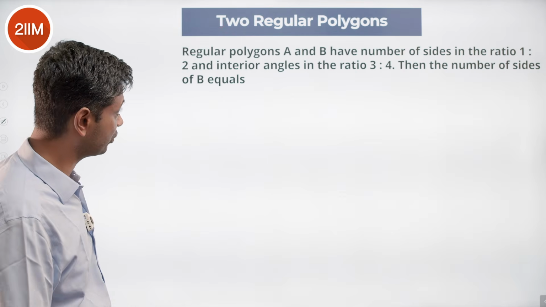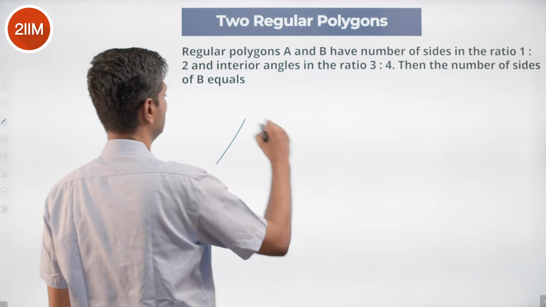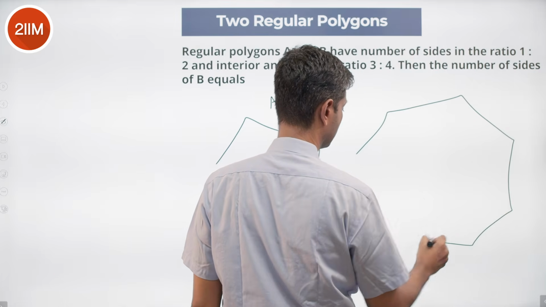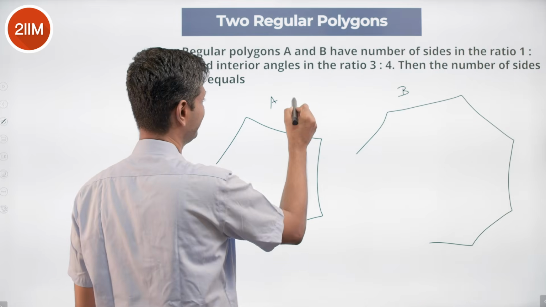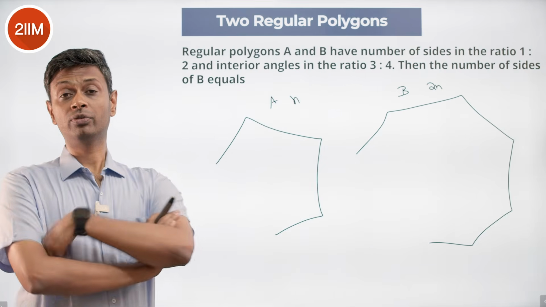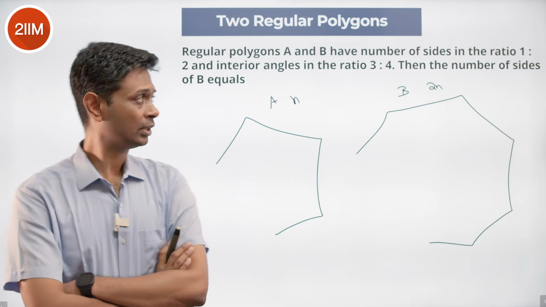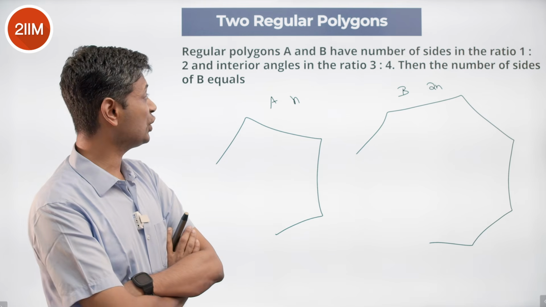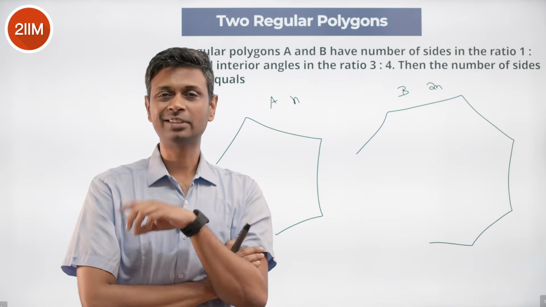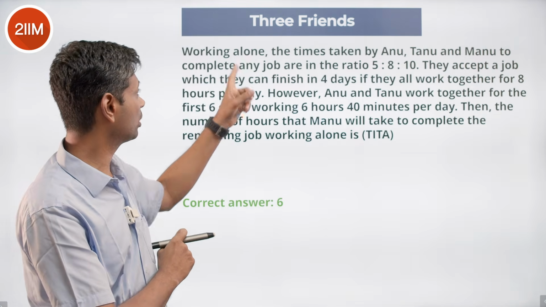Regular polygons A and B have sides in the ratio 1:2. Interior angles in the ratio 3:4. This is A. This is B. Let's say A has n sides. B will have 2n sides. Sum of interior angles of a polygon of n sides is 180 times n minus 2. So each interior angle is in the ratio 3:4. Sum of all interior angles divided by n will be each interior angle. Why? Because we're dealing with a regular polygon.